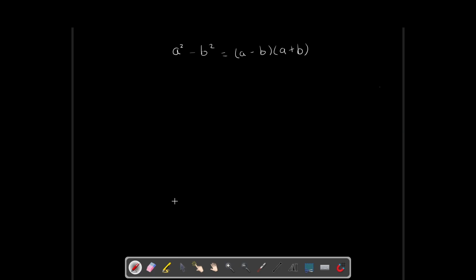A difference of squares is one perfect square minus another. So we need to look for perfect squares like 1, 4, 9, 16, 25, and even exponents on variables. Important: if you see something like a squared plus b squared, which is a sum of squares, that doesn't factor over the real numbers. So don't force it. This doesn't exist for factoring.